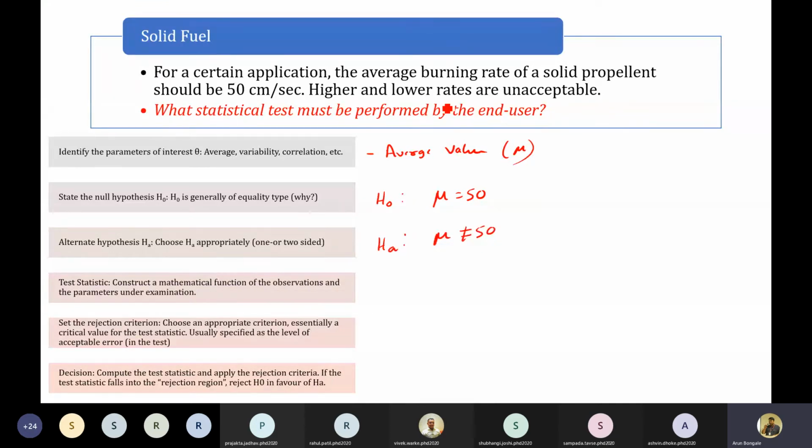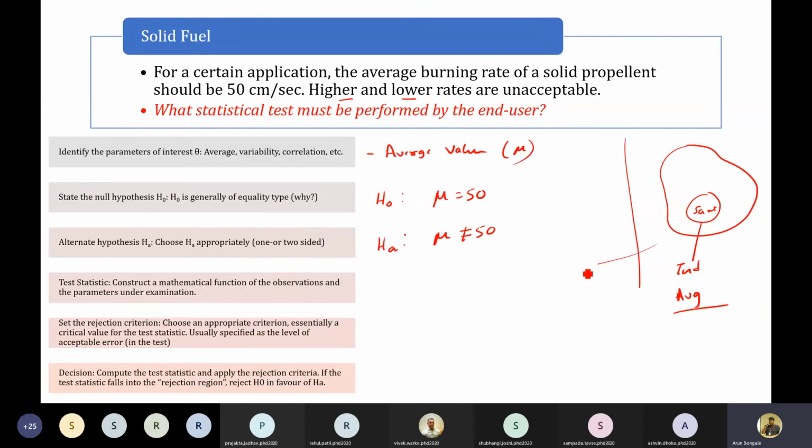Why not equal to 50? Because higher and lower rates are unacceptable. That's why I need to go with not equal to. If it is lower, it is not acceptable, and if it is higher, it is also not acceptable. Then the test statistic. I have the data, the complete sample population. Out of this, I select a sample of a few specimens, test it, and find out the average value. We have different methods; we'll discuss that later.